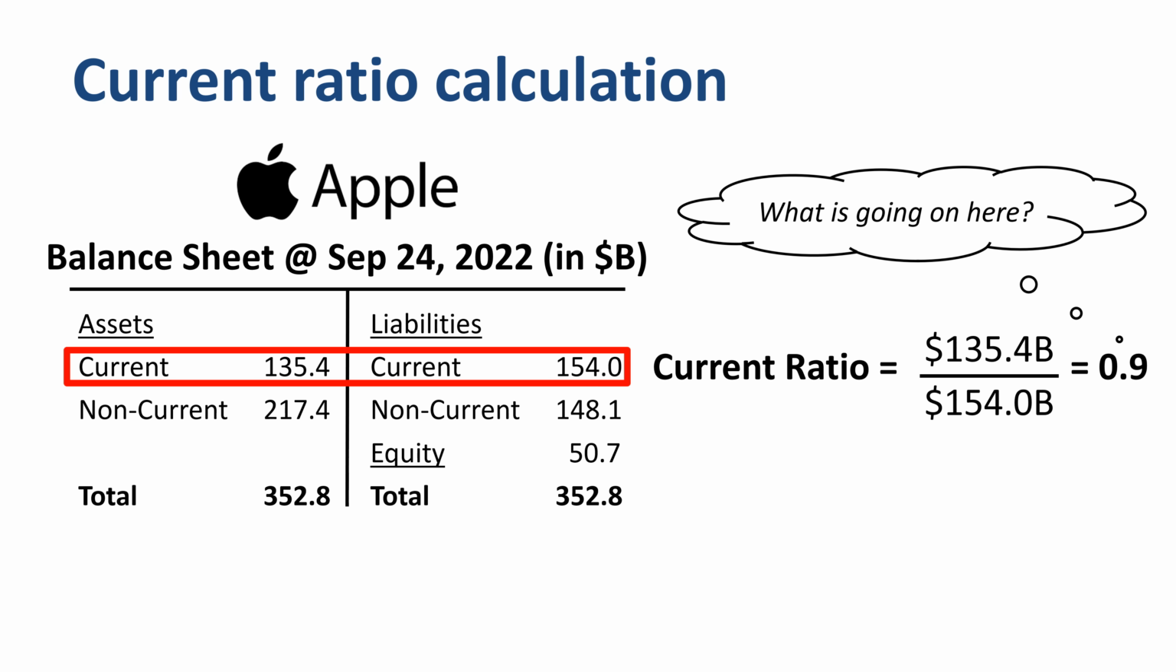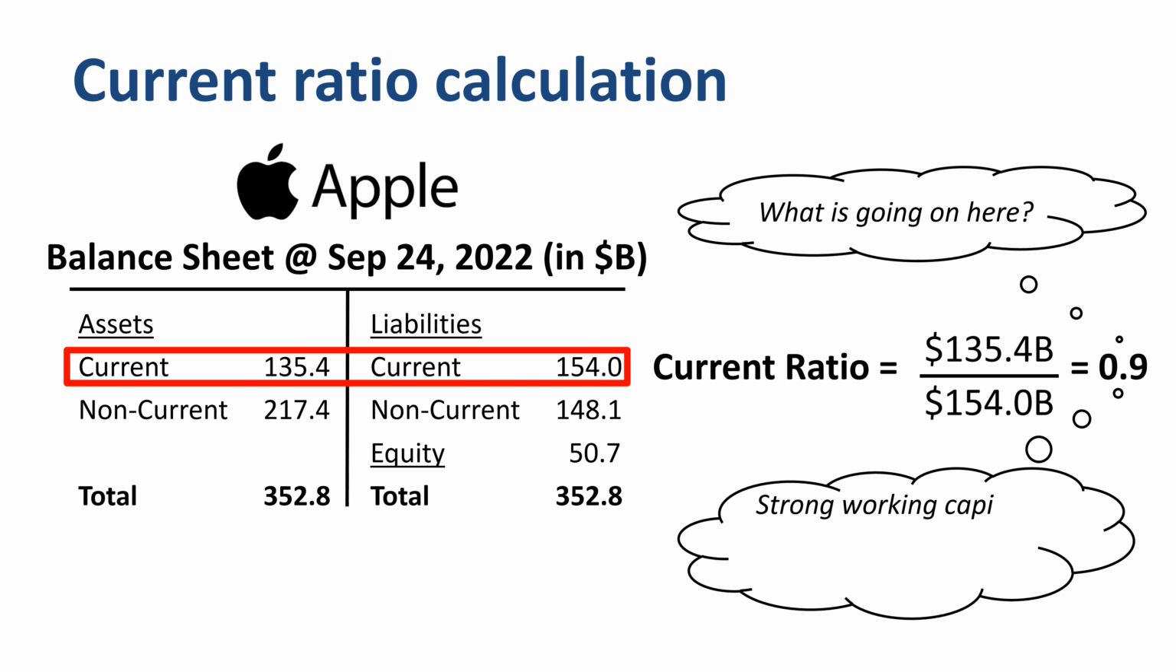Why is Apple's current ratio only 0.9? I'm not really worried about Apple's ability to pay its short-term debts. My initial thoughts are that there is probably strong working capital management at Apple, or other company-specific factors that drive this. We can find out whether that's the case once we look at line item detail rather than category totals on the balance sheet.